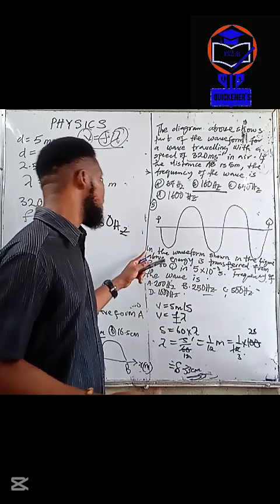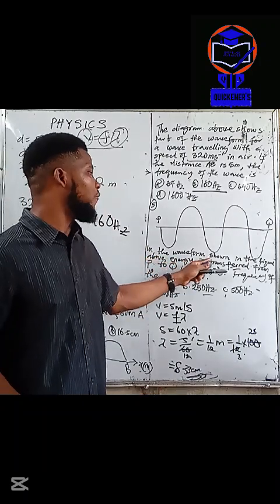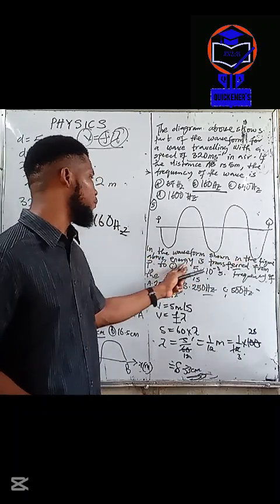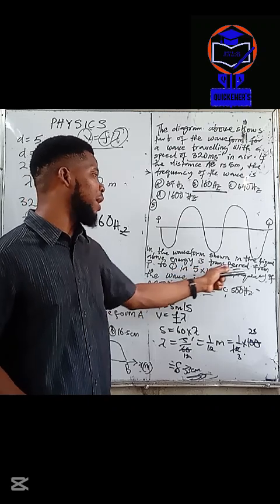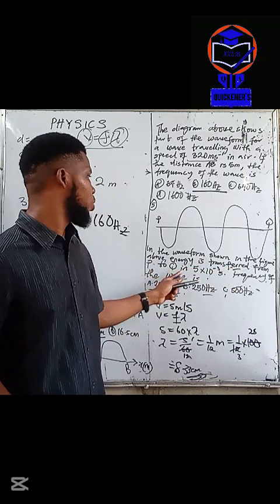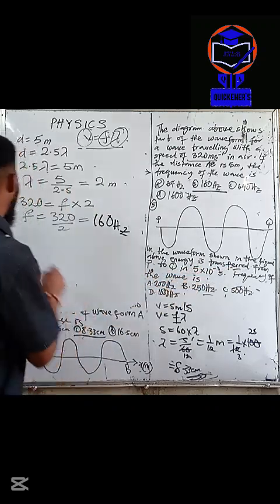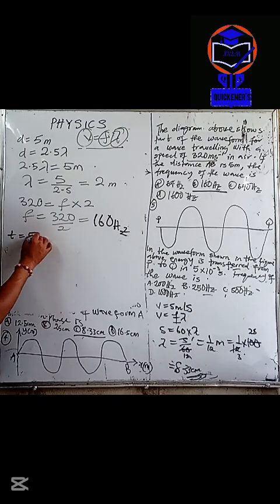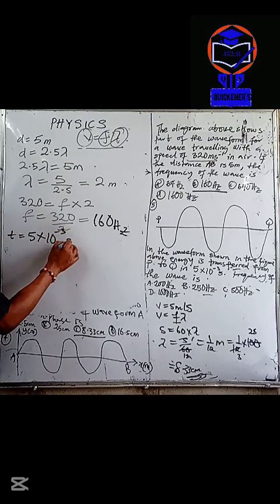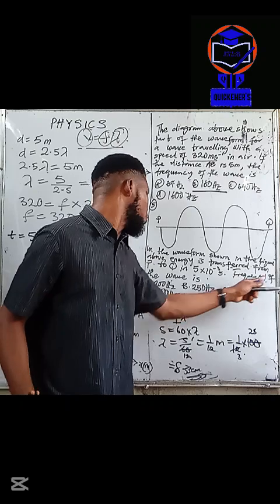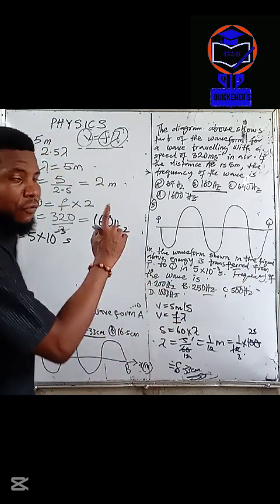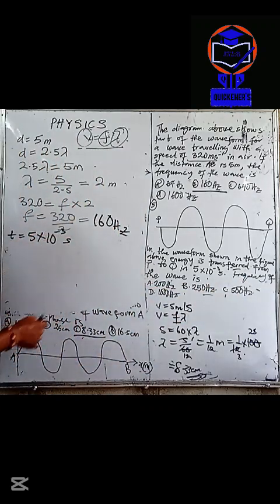So let's read the question. In the waveform shown in the figure above, energy is transmitted from P to Q in 5 times 10 power minus 3 seconds. The question says frequency of the wave is, so we're looking for the frequency now. We have time and we're looking for frequency.